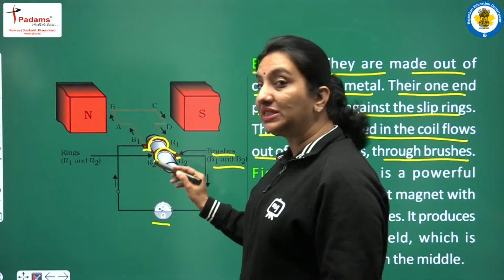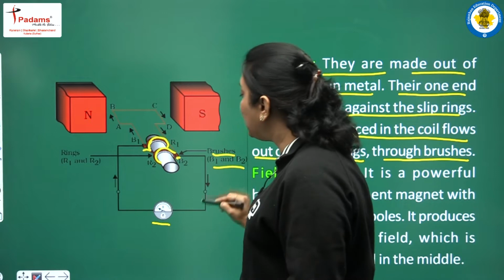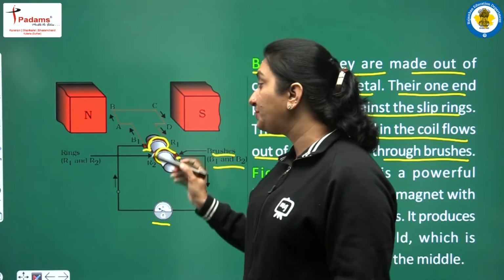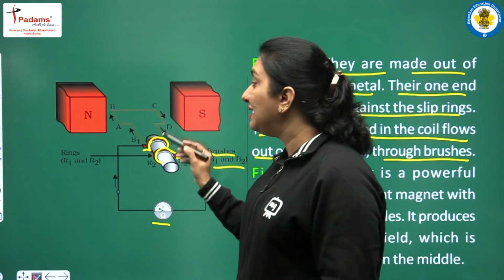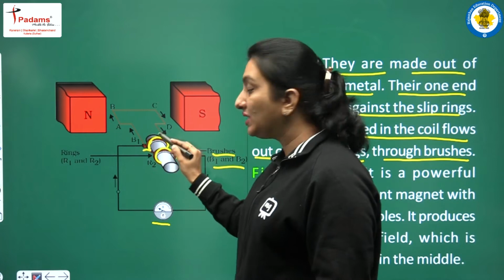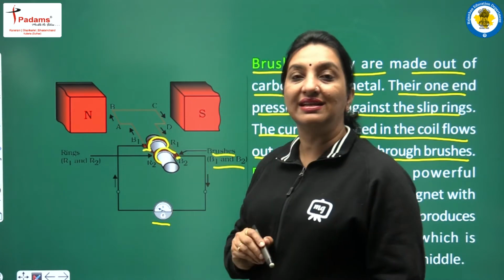So, students, you see that the brushes are not going to move. The brushes are fixed with the external circuit. So, we have two brushes, B1 and B2, and later on we will see that the current induced in the armature coil will flow through the slip rings, and through the brushes they will enter the external circuit.